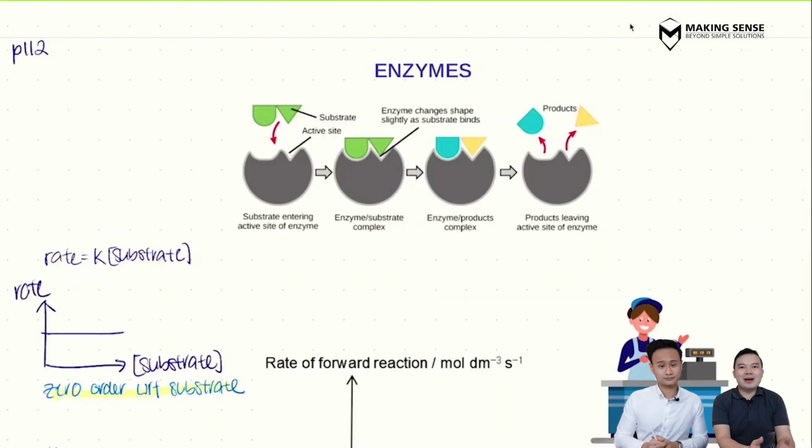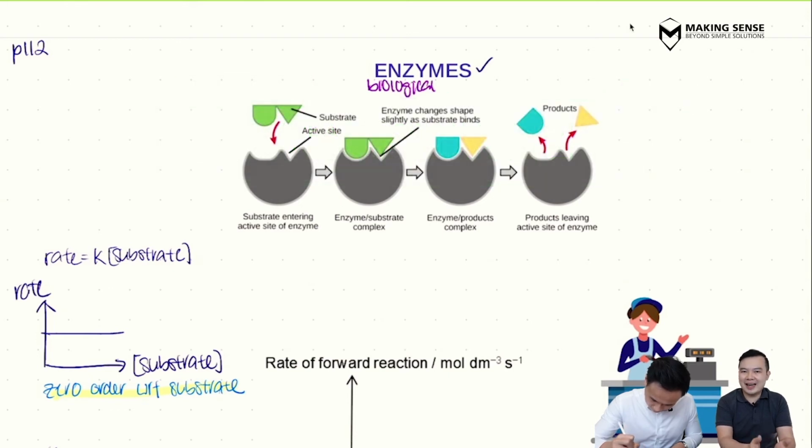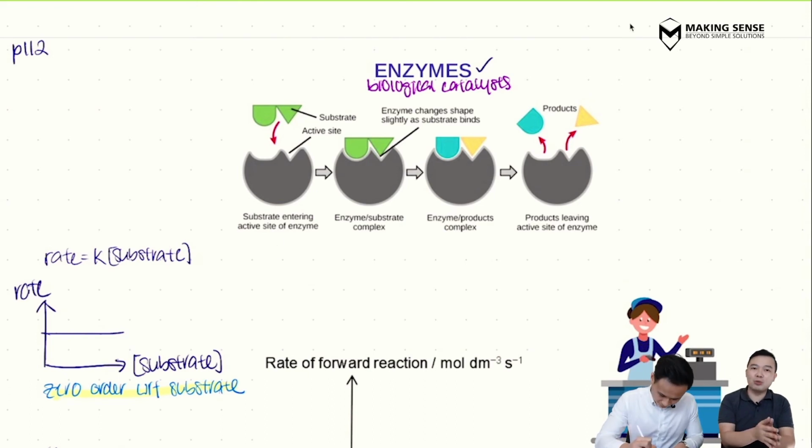Okay, so the last part of catalyst is to look at this very special kind of catalyst called an enzyme, right? So enzymes are what we call a biological catalyst because they only catalyze biological reactions. So this brings me to my first point that enzymes are very specific. Okay, they can only catalyze a specific class of reactions. Other than that, if they are not the correct class, then the enzymes will not work. So different enzymes will work for different types of reactions.